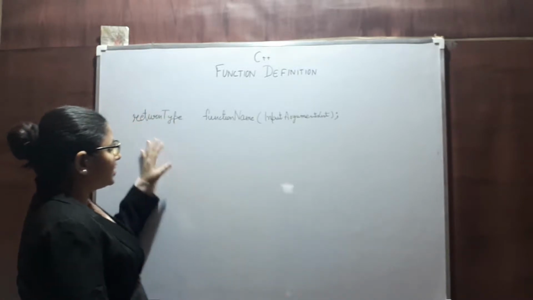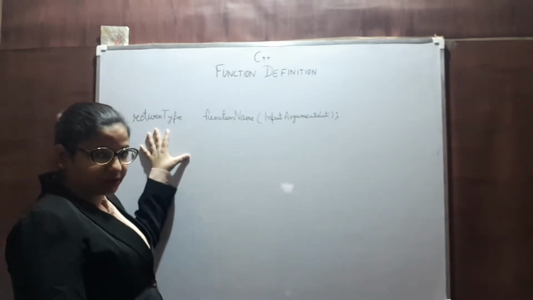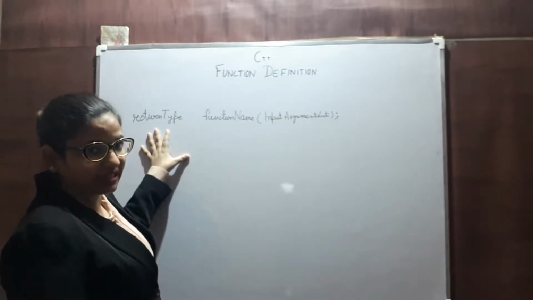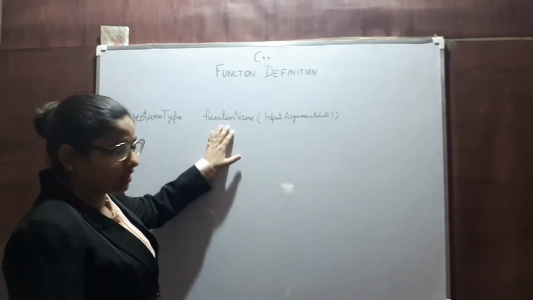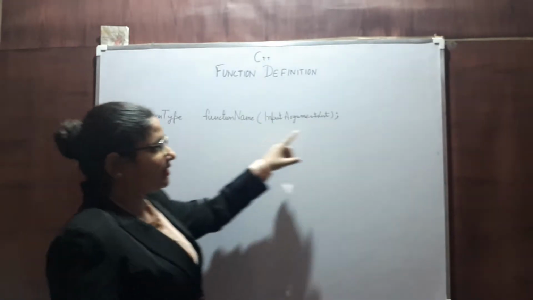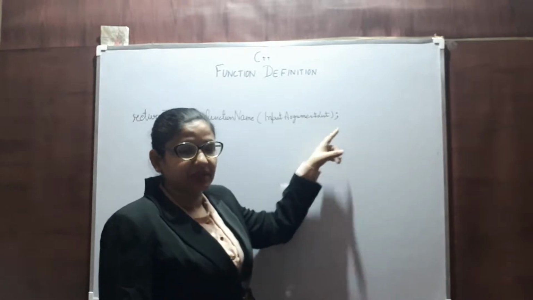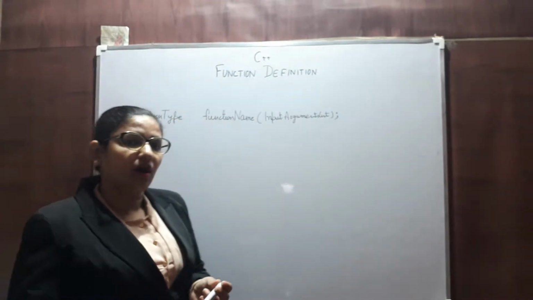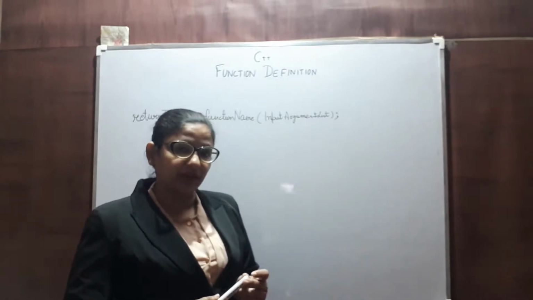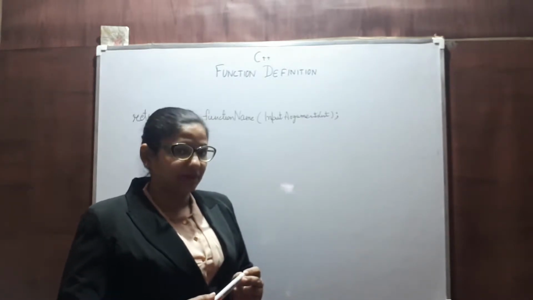As we know, this is a syntax for function prototype or function declaration. This statement contains function name, input argument list, return type and a semicolon. This statement or function prototype is used by compiler for strong type checking.